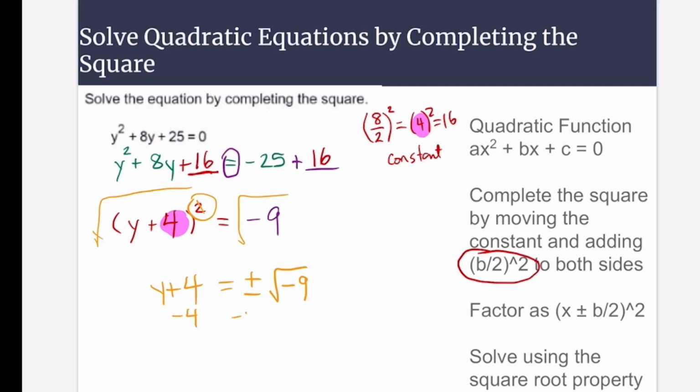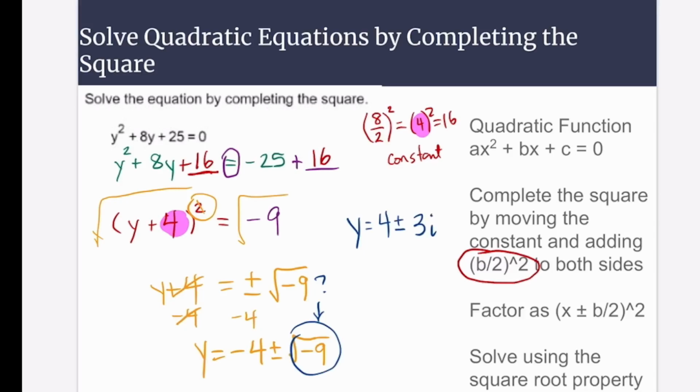We're subtracting 4, and now we have y isolated. Y equals negative 4 plus or minus radical negative 9. This is not the answer. You always have to look here and ask yourself, can I simplify this? In this case, you can. The square root of 9 is 3, and because it's a negative, it's imaginary, so we put an i. So that is your final answer, negative 4 plus or minus 3i.